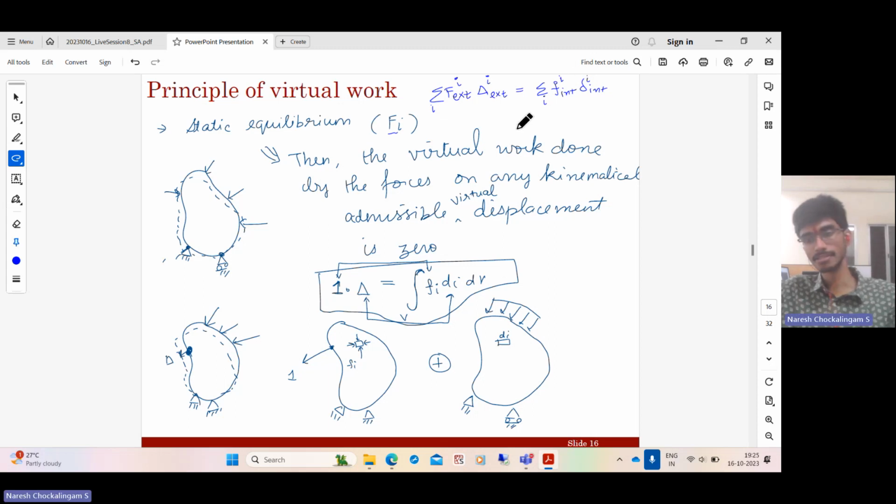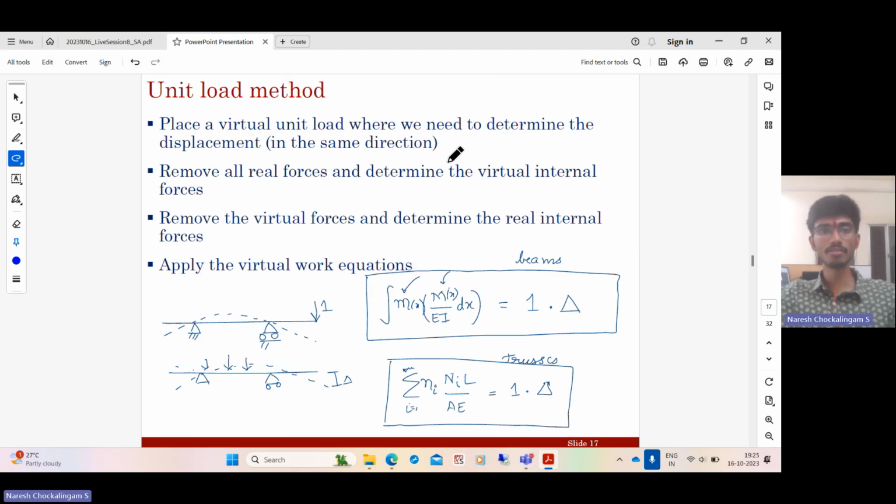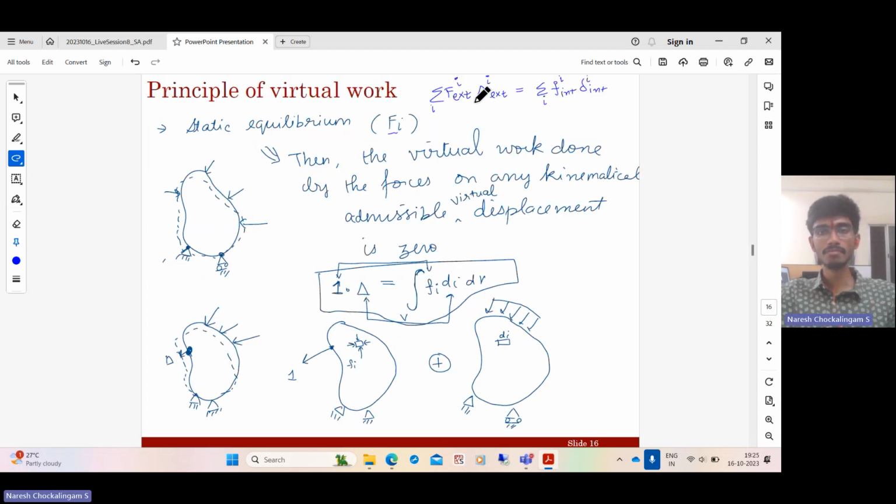For a continuous structure such as beams and frames, which are commonly encountered, this summation becomes an integral. So this is also well known. We'll be solving problems, so don't worry about it. And an extension of the virtual work method is the unit load method, where wherever we want to determine the displacement, you apply a virtual unit load. Therefore, the left-hand side becomes just the component of displacement we wish to compute.